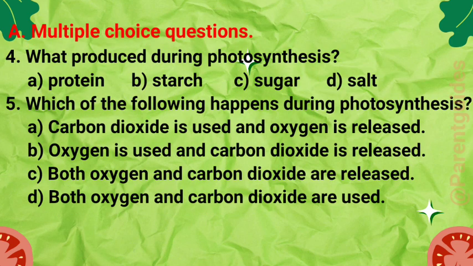4. What is produced during photosynthesis? A. Protein. B. Starch. C. Sugar. D. Salt. Answer is C. Sugar. 5. Which of the following happens during photosynthesis? A. Carbon dioxide is used and oxygen is released. B. Oxygen is used and carbon dioxide is released. C. Both oxygen and carbon dioxide are released. D. Both oxygen and carbon dioxide are used. Answer is A. Carbon dioxide is used and oxygen is released.